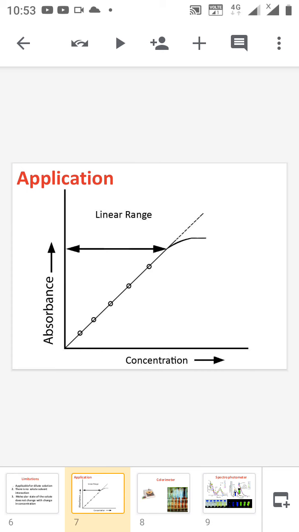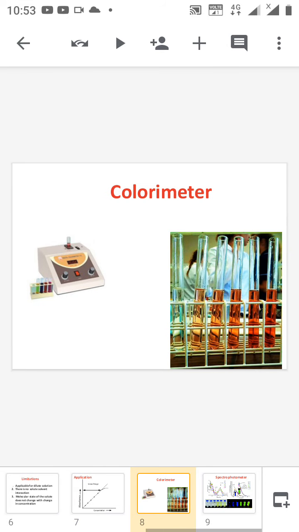But when we increase the concentration, that means if we are using a highly concentrated solution, as we discussed earlier, the Beer-Lambert law is not applicable. So we will not get a straight line. It will bend a little bit. So for higher concentrations, we will not get a straight-line graph. That is the application of Beer-Lambert's law in colorimetry.